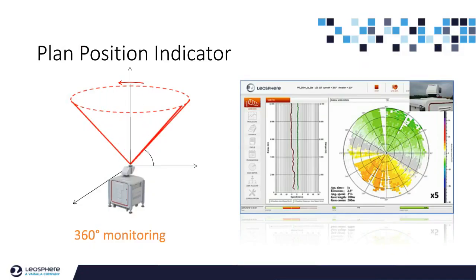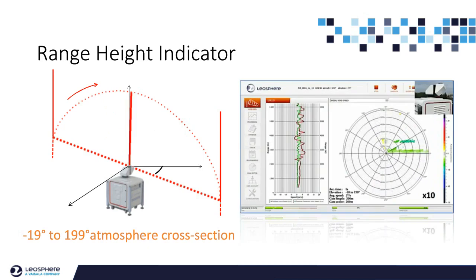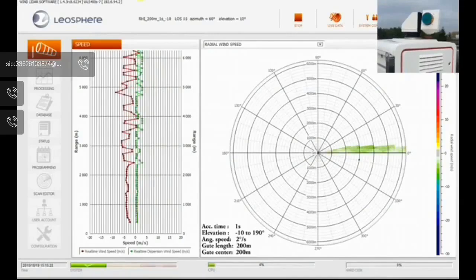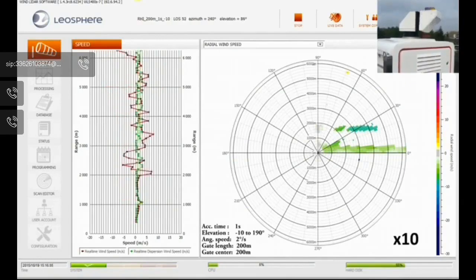Then we have the RHI, the range height indicator, and this scan is with a fixed azimuth and a changing elevation from minus 90 degrees to 199. And in the video, you can see the same thing as the PPI, so you can visualize the radial wind speed in real time on our software.